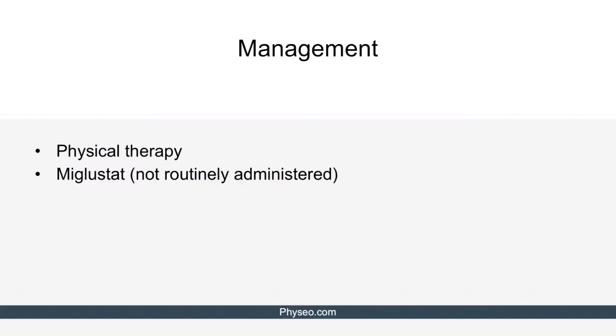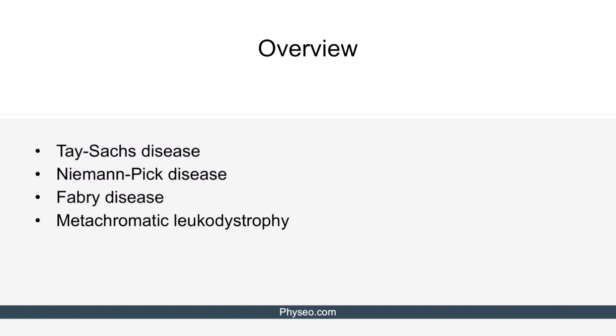The management of Niemann-Pick disease is mostly supportive with physical therapy. Miglustat is a medication used in certain types of Niemann-Pick disease, and this medication is an enzyme inhibitor. However, it's not routinely administered. Okay, let's move on to Fabry disease. Let's start by discussing the general features.